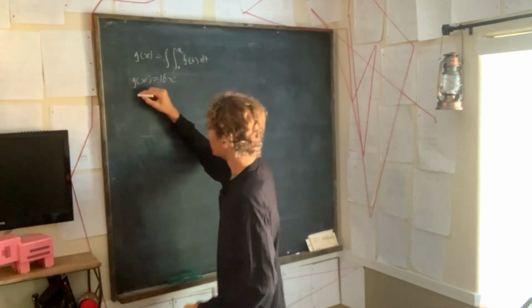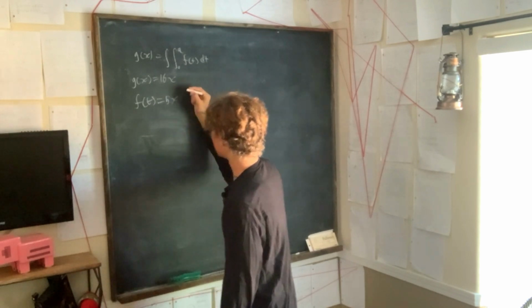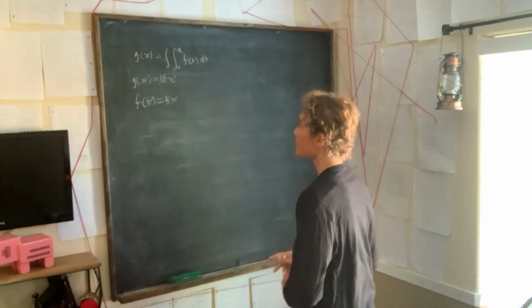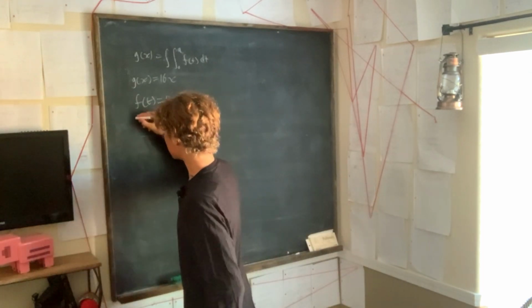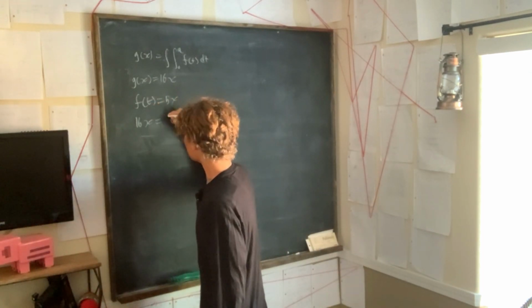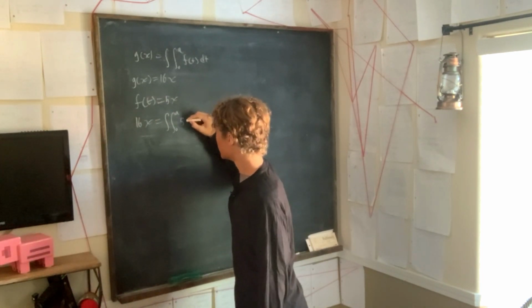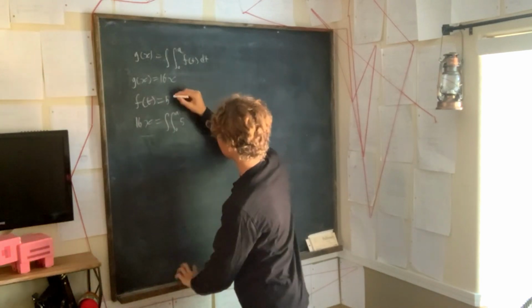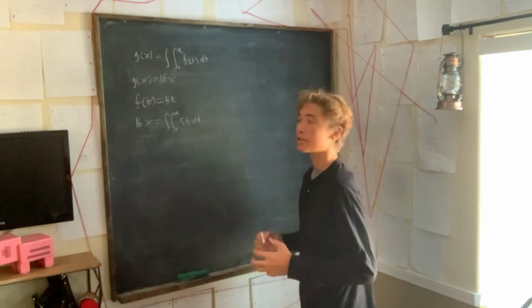And let's say f of t is equal to something basic, 5t, right? And so we know that 16x is equal to the double integral, the second from 0 to a of 5t dt. All right. So now you can probably see what's going on.